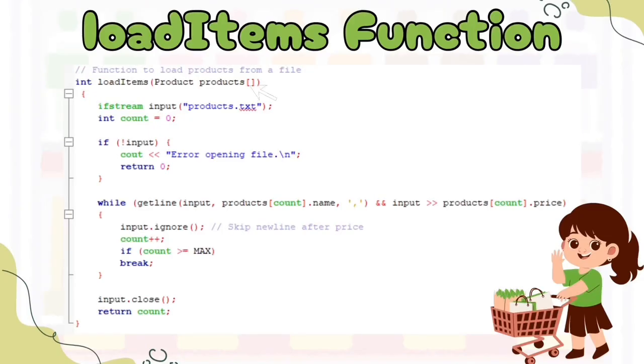The loadItems function takes a product array as a parameter. Then it opens the products.txt file and reads products until end of file or until it reaches MAX. It uses a comma as the delimiter between name and price. This function also returns the count of loaded products. The loadItems function also checks if the file opens successfully, and it uses getline with a comma delimiter for names while directly extracting the price with the extraction operator. Input.ignore skips the newline after each price.